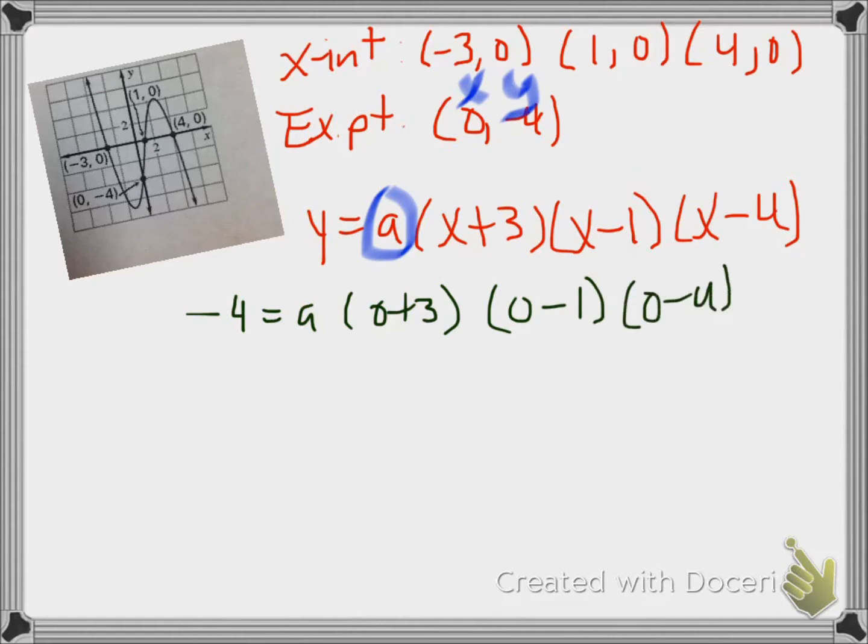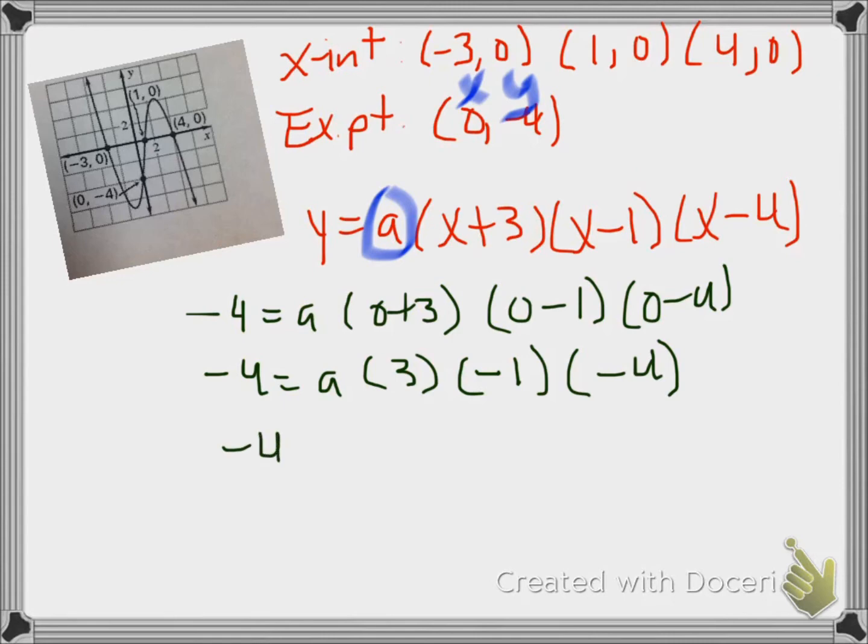Now, when you add within the parentheses, the first one, 0 plus 3, it's 3. 0 minus 1, -1, 0 minus 4 is -4. So we'll put -4 equals a, that's a 3, next one's a -1, and the next one is a -4. When we multiply 3 times a -1, that's a -3, times a -4, that there should be a +12, I believe. So we have a 12.